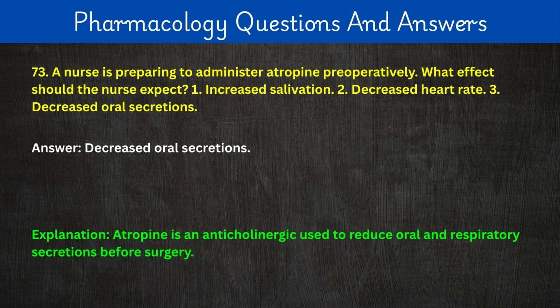73. A nurse is preparing to administer atropine preoperatively. What effect should the nurse expect? 1. Increased salivation. 2. Decreased heart rate. 3. Decreased oral secretions. Answer: decreased oral secretions. Explanation: atropine is an anticholinergic used to reduce oral and respiratory secretions before surgery.